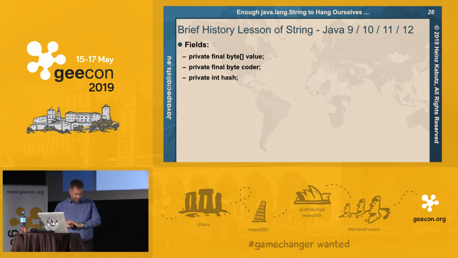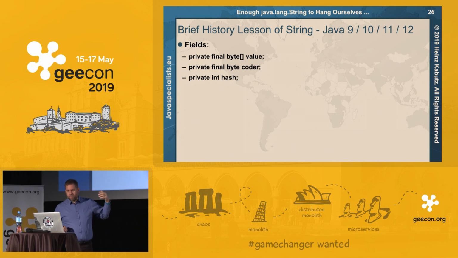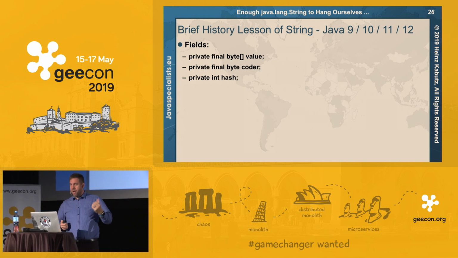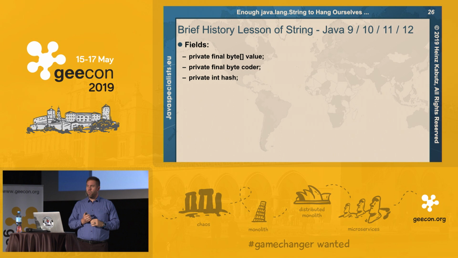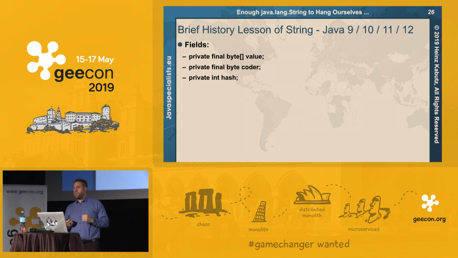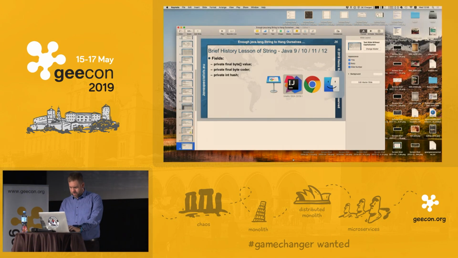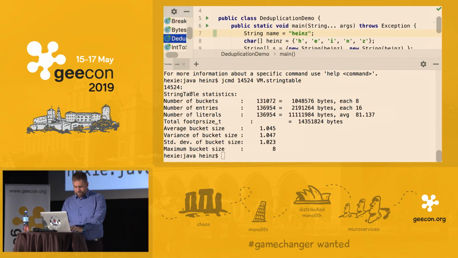What happened in Java 9? Well, in Java 9, we ended up with a byte array for the value and another field called coder that lets you decide what type of encoding you want to use for this value. So since we're in Poland, I wrote a little demo specifically for Poland. And it looks like this.